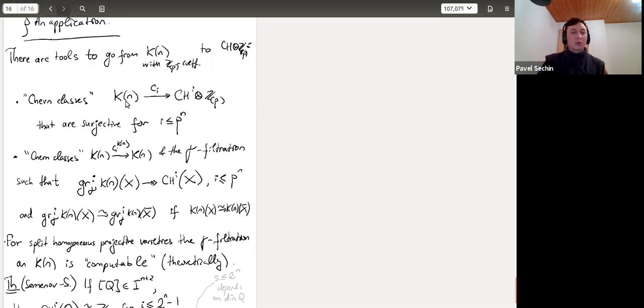So if you take n equals 1, where it should be K0, the classical Chern classes from K0 to Chow groups are surjective integrally up to codimension 2. But if you p-localize, it will be true using the well-known Riemann-Roch without denominators or something like that. It's quite easy to see that it will be true for codimension e less than or equal to p, which is the same as written here for n equals 1.